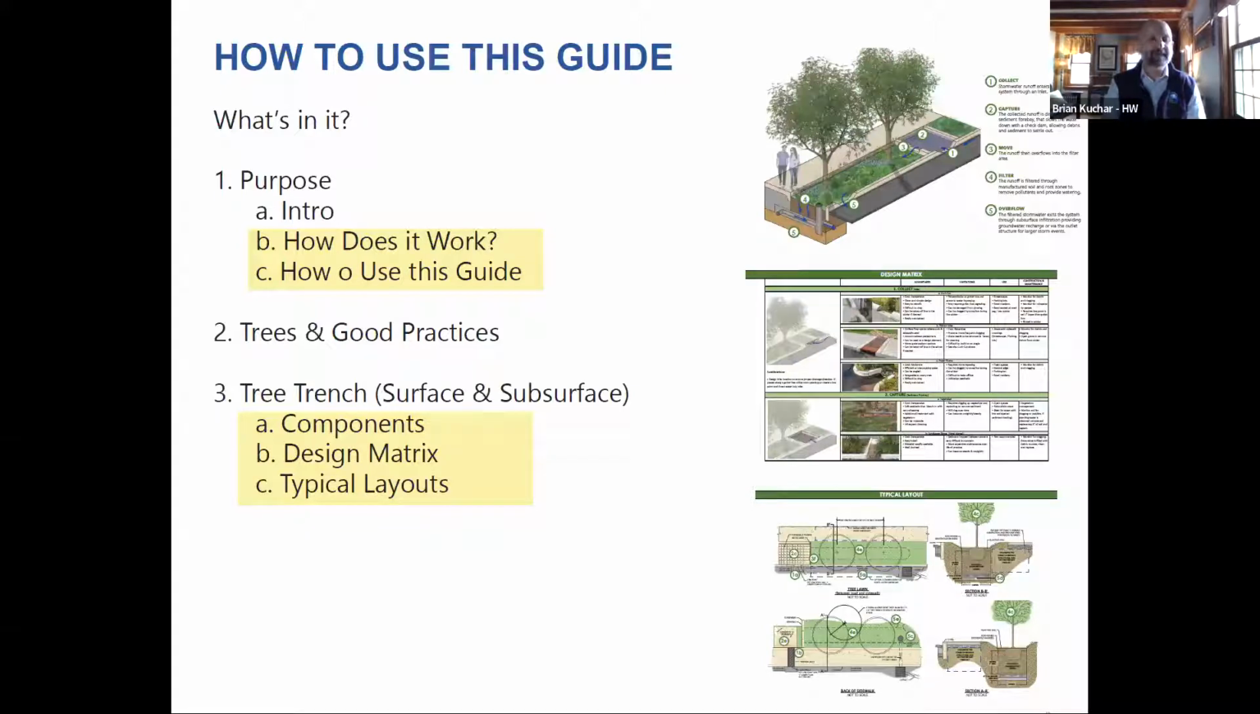And then the last section is really broken into two categories, which is surface and subsurface practices, which I'll discuss in a moment. And that includes components, and there's 5 really main components of each one of these types of tree trenches, which we'll cover. It then rolls into a design matrix, which gives you options for each one of those components or steps within the process. And then we provide some typical layouts to show how all of this comes together, and we have a plan view in cross sections. So having said that, let's get into how these work.